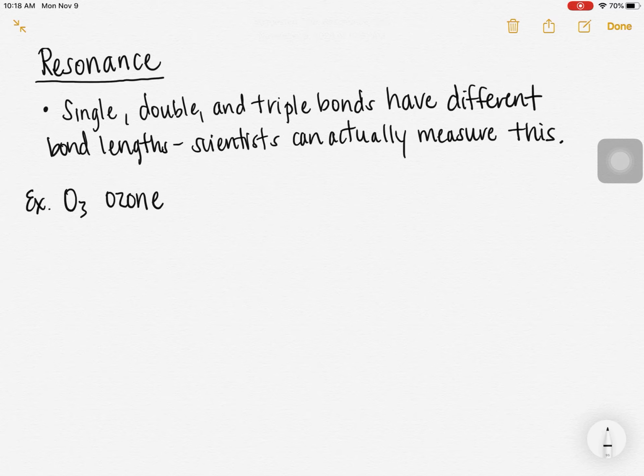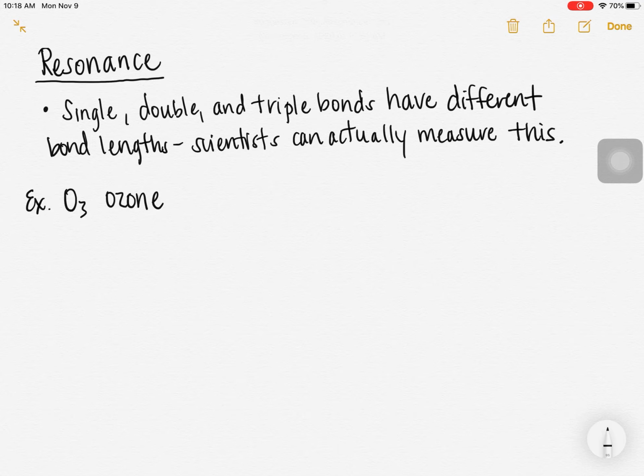All right, this video is on resonance in Lewis structures. Before we talk about what resonance is and why it's an important thing, the first thing we need to talk about is that we've been drawing Lewis structures. We know that some Lewis structures exist with single bonds, some have double, some have triple.